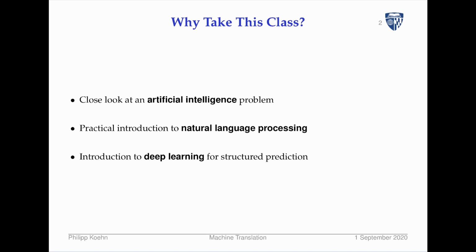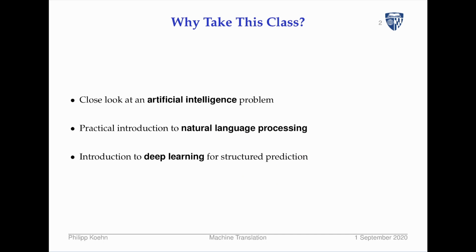So why might you be interested in taking this class? We're going to take a fairly close look at one problem in artificial intelligence. So how can we replicate a skill that we usually would assume requires human intelligence in a machine? It's also a practical introduction to natural language processing. Natural language processing deals with the general problem of how we can get computers to process language just like we as humans do. That's a very exciting field at the moment. There are new applications coming out. The idea of talking to your computer seems to be becoming a reality these days.